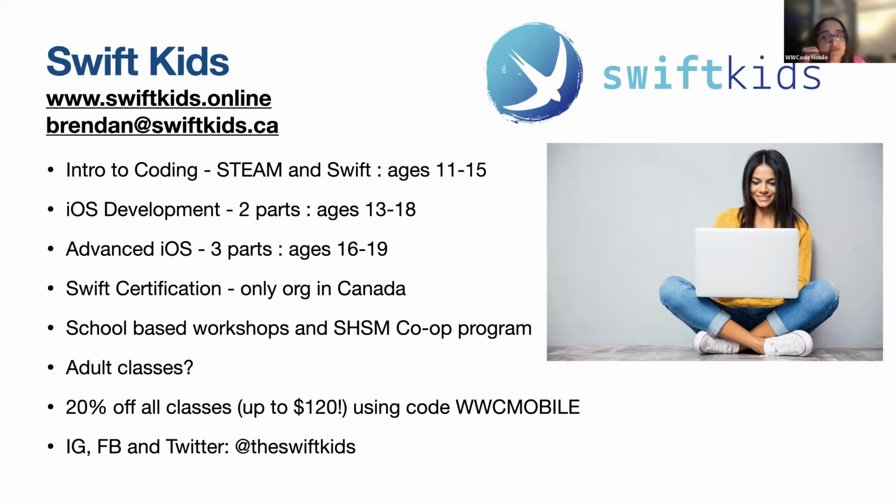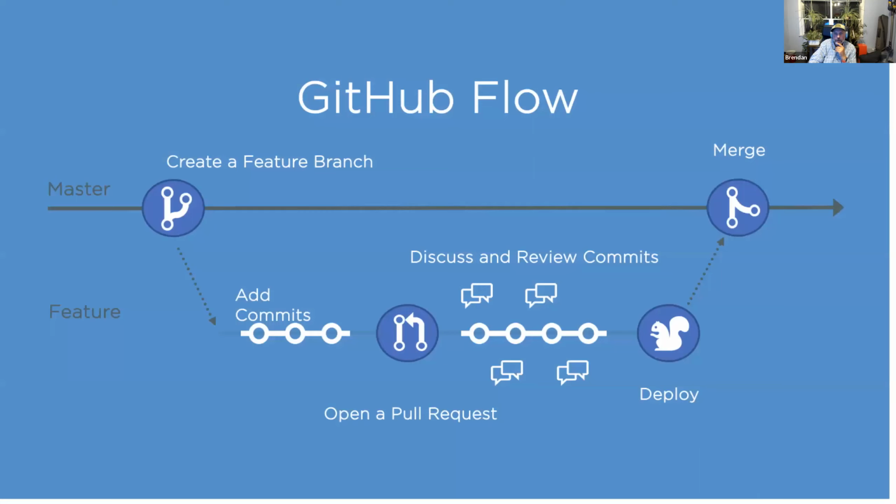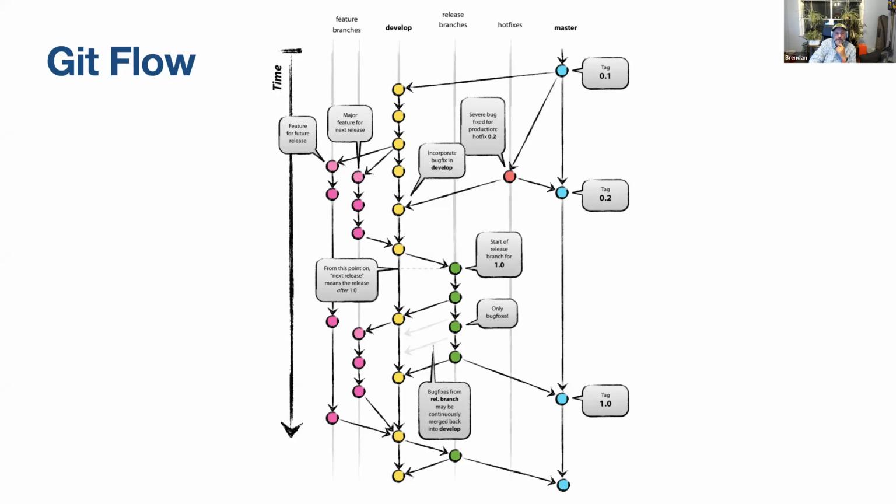We have some more questions. There's one on which branching strategy you prefer for your personal projects. I definitely prefer GitHub Flow. To be honest, I've never worked in an environment that uses Git Flow, but it just gives me a headache thinking about it.